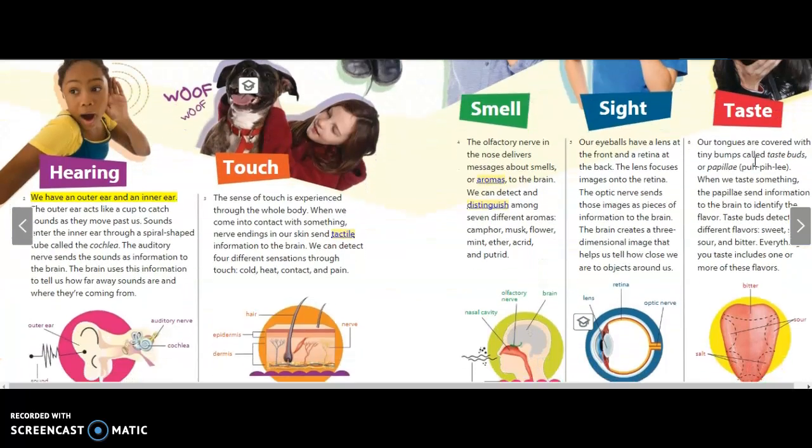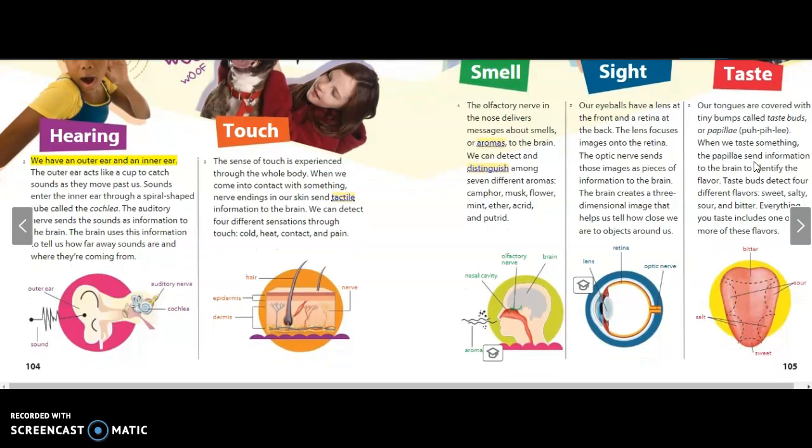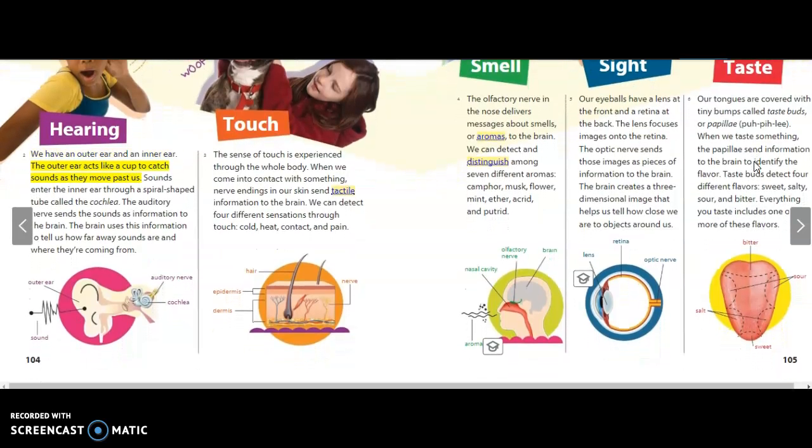Hearing. We have an outer ear and an inner ear. The outer ear acts like a cup to catch sounds as they move past us. Sounds enter the inner ear through a spiral-shaped tube called the cochlea. The auditory nerve sends the sounds as information to the brain. The brain uses this information to tell us how far away sounds are and where they're coming from. Outer ear. Sound. Auditory nerve. Cochlea.